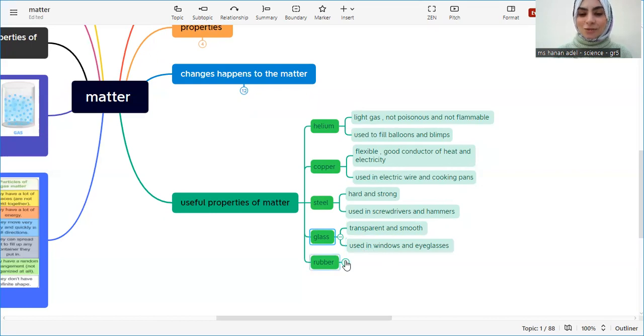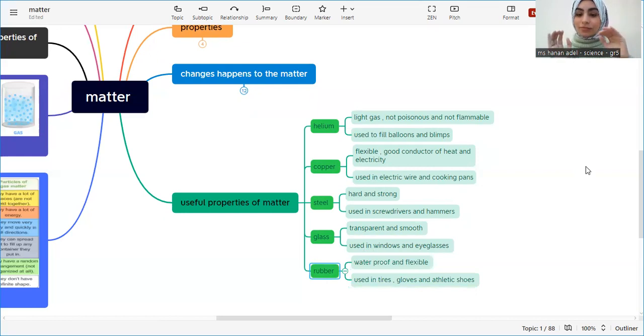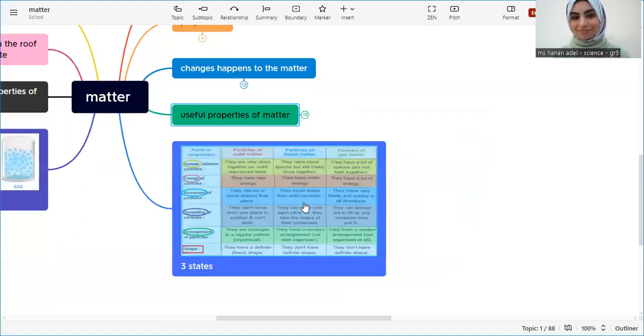And the next and last one is rubber. Rubber is waterproof and flexible. We can use it in making tires, gloves, and athletic shoes because of these two properties. Imagine that I wear gloves and clean the dishes, for example. The water will not go inside my hand because it's waterproof. This is the meaning of waterproof. And flexible means you can bend it. This is the meaning of these two words.